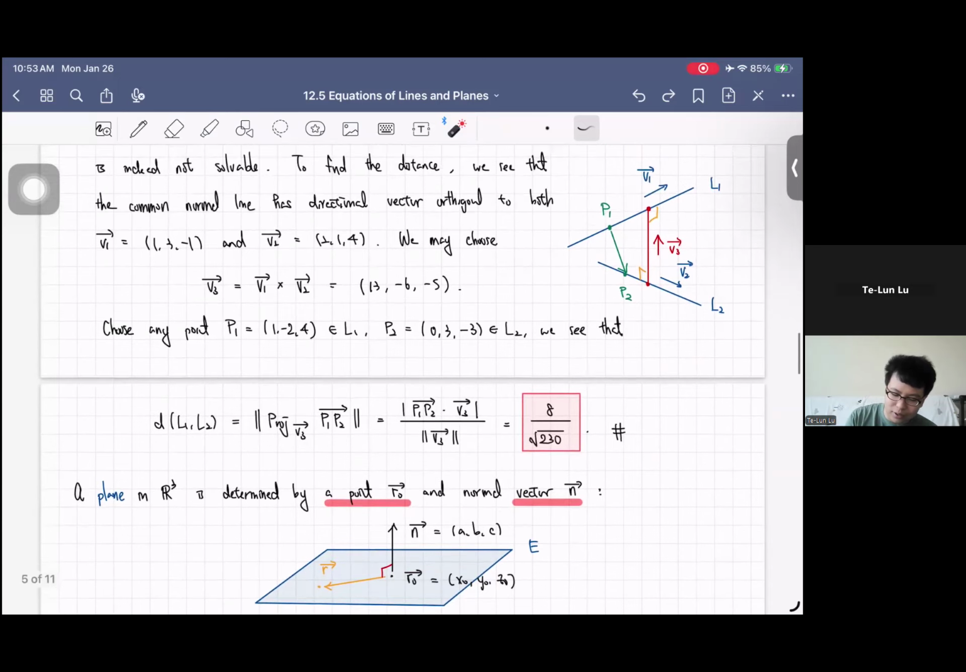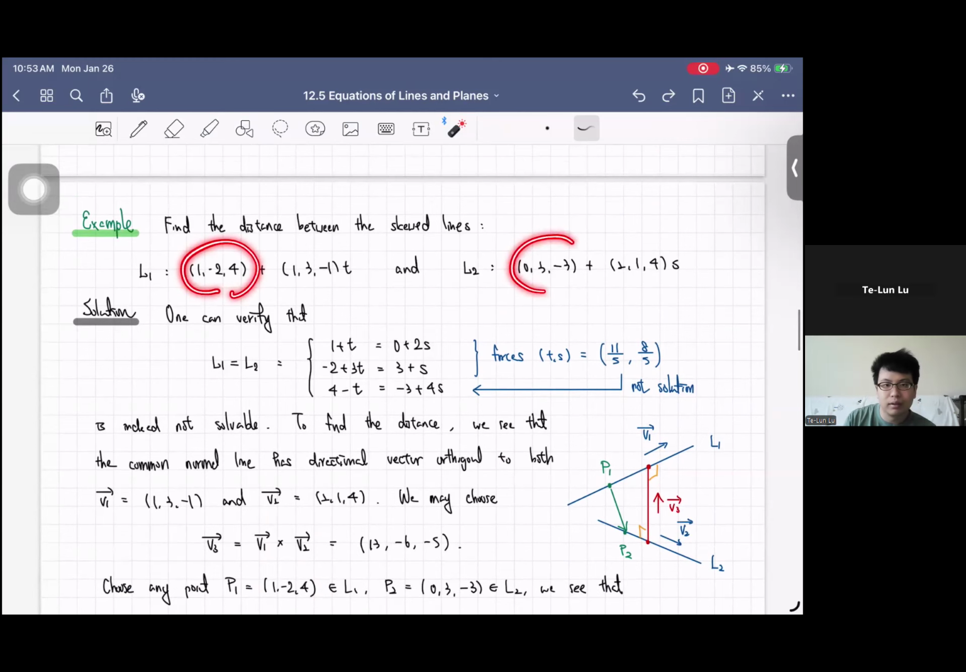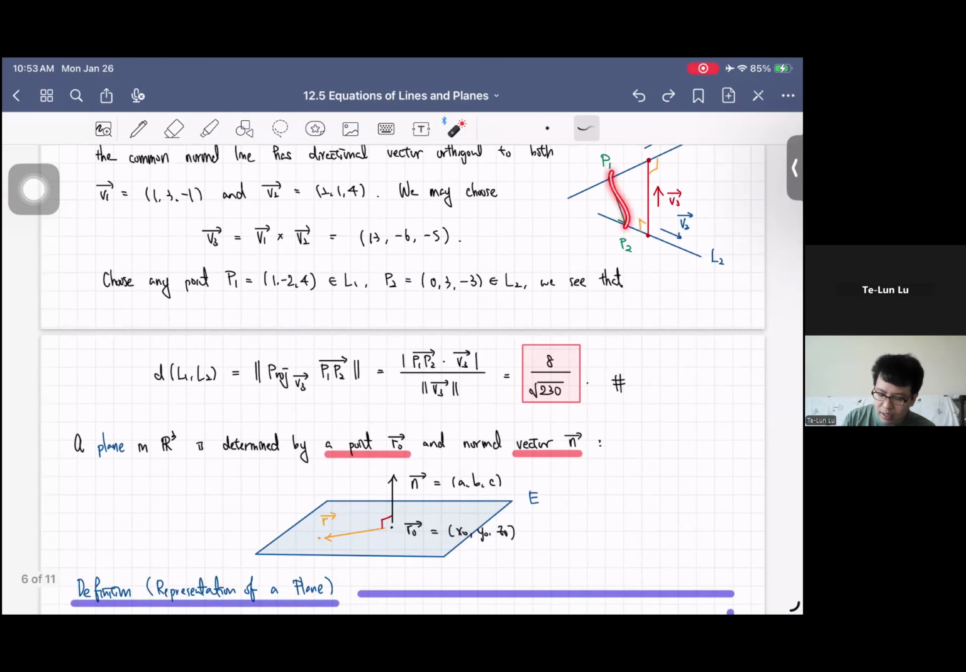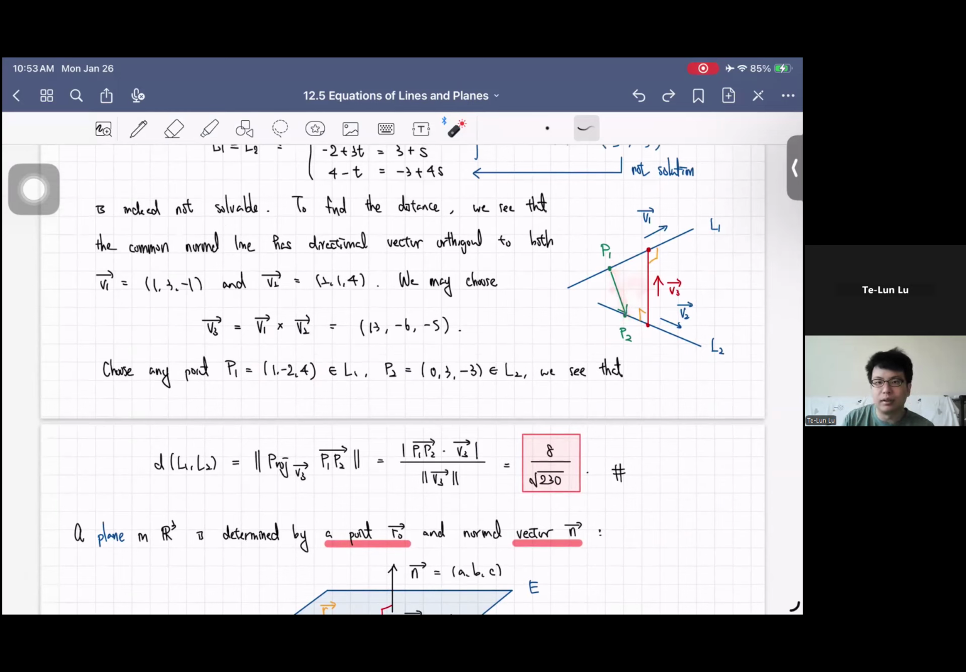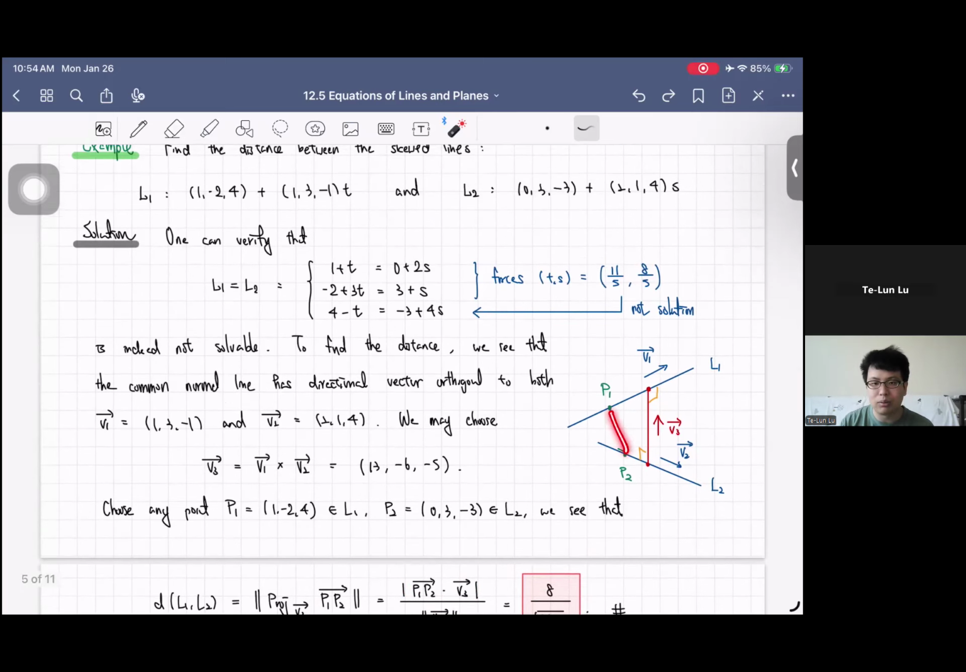So basically, let us try to find any point on each line. In this case, I just choose from the definition, so this point and this point. Then you have P1 and P2. And now we project that onto the vector 13, minus 6, minus 5. It does not depend on the magnitude of that vector. So the distance between these two lines will simply be the magnitude of the projection of P1P2 onto V3. Okay? And by definition, it is P1P2 dot V3 divided by its magnitude, which gives us 8 divided by root 230.